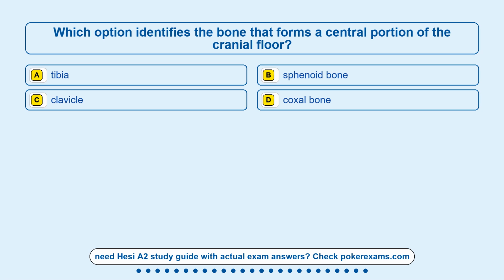Question 19. Which option identifies the bone that forms a central portion of the cranial floor? Option A, tibia. Option B, sphenoid bone. Option C, clavicle. Option D, coxal bone. The correct answer is option B, sphenoid bone.